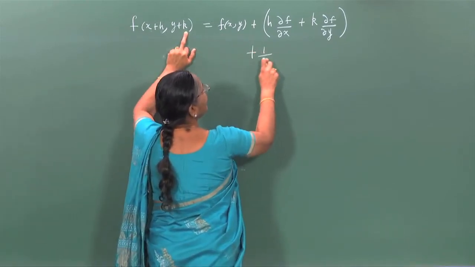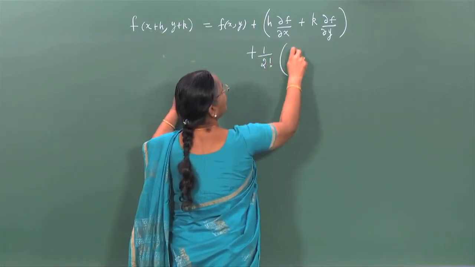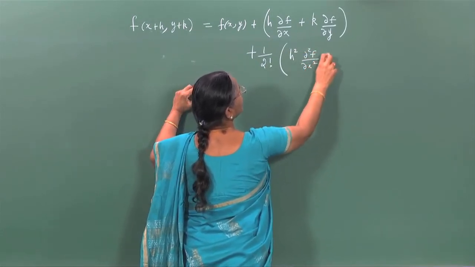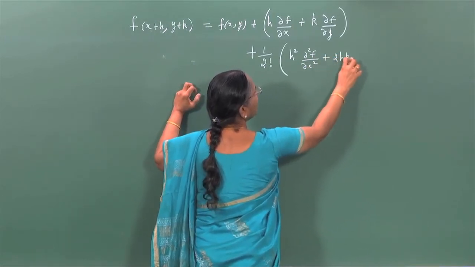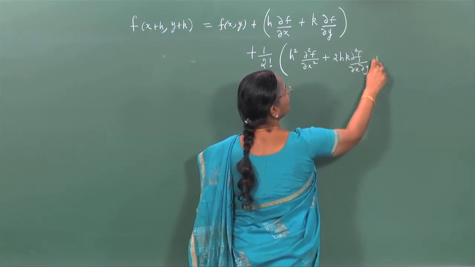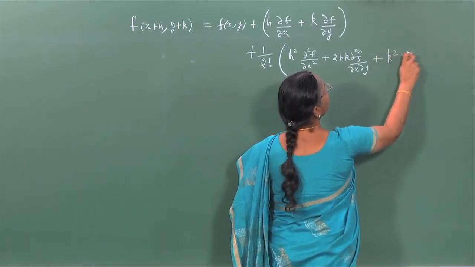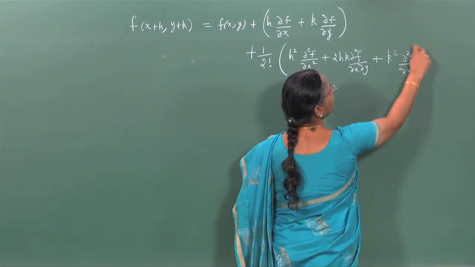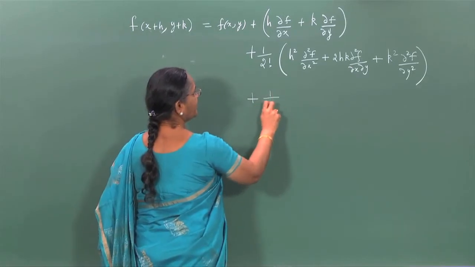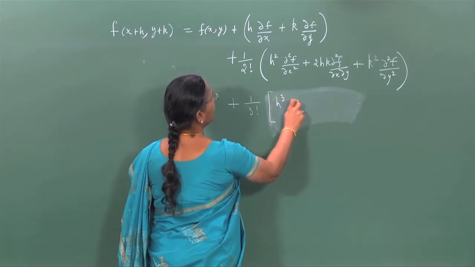Now we go to the next term, which is 1 by 2 factorial into h square into the second order derivative of f with respect to x, plus 2hk into the second order derivative of f with respect to x and y, which is a mixed partial derivative, plus k square into the second order derivative with respect to y twice.